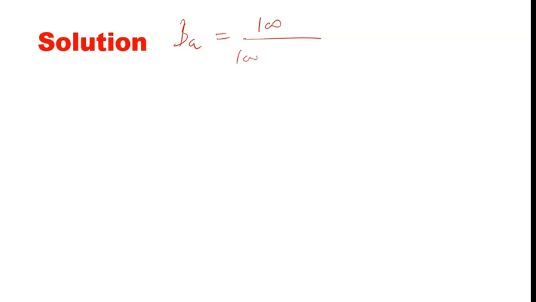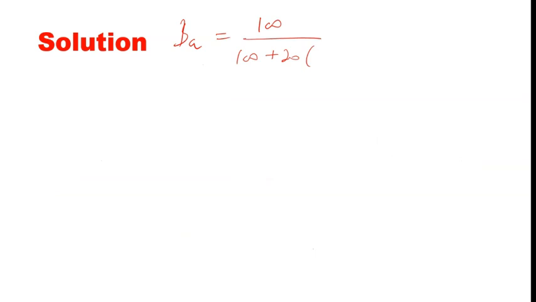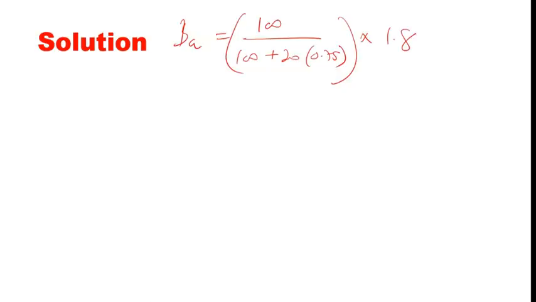So that's 100 plus 20, and then the tax rate was how much? The tax rate was 25%. Don't create your own 30%. If the examiner says 25%, follow that. So 100 minus 25, that's 75%, so that's 0.75. Multiply by the beta equity, and the beta equity for Yunus was 1.8. So the beta asset is 1.57. This was the first stage.